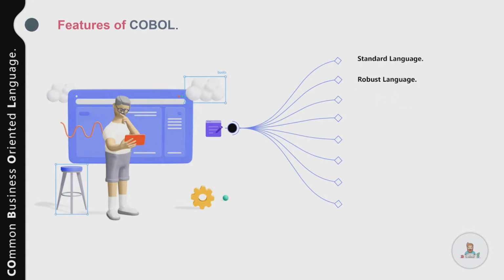The second one is robust language. COBOL is a highly robust programming language.